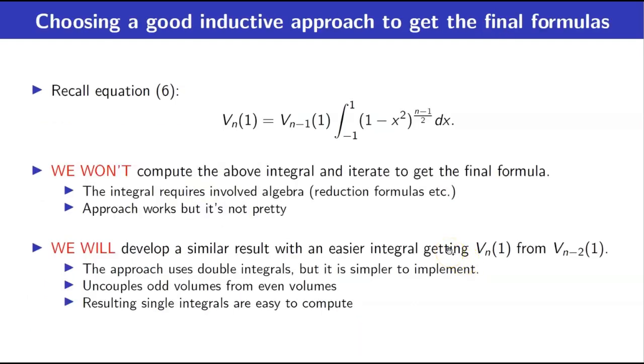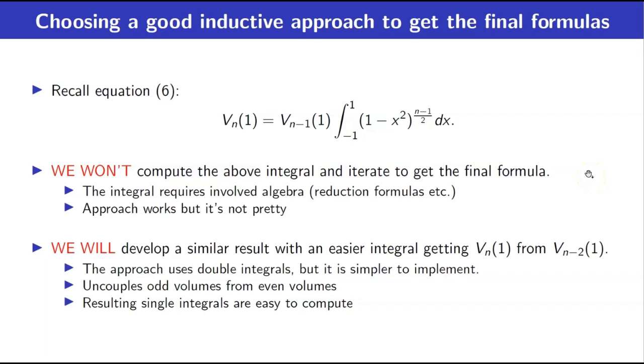Moving on to our main goal, we need to choose a good inductive approach to get the final formulas. Recall equation 6 from the previous slide. This gives the volume of the nth unit ball in terms of the n minus first unit ball while multiplying it by this integral. What we won't do is compute this integral and iterate to get the final formula.